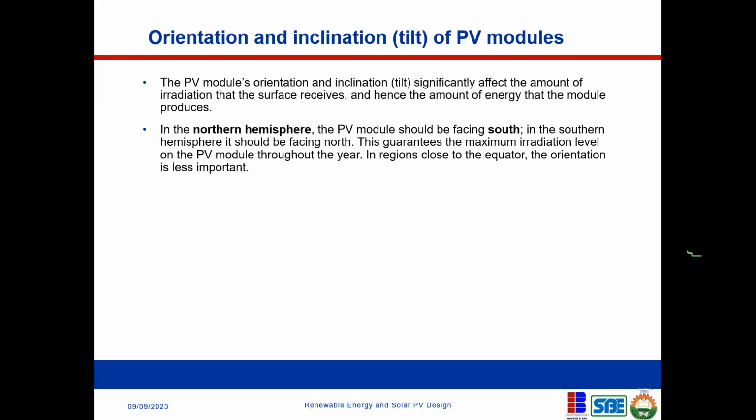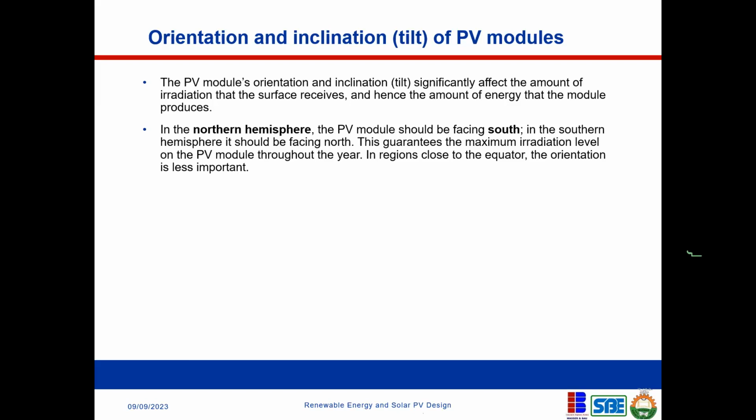If you're in the northern hemisphere, your PV panels should face south. That is a principle. Nigeria is in the northern hemisphere, so try as much as possible to make sure your PV installation faces south. If you're in the southern hemisphere, then your PV module should face north. That is one of the cardinal principles in PV installation to get the maximum output for your PV system. This guarantees the maximum irradiation level on the PV module throughout the year.